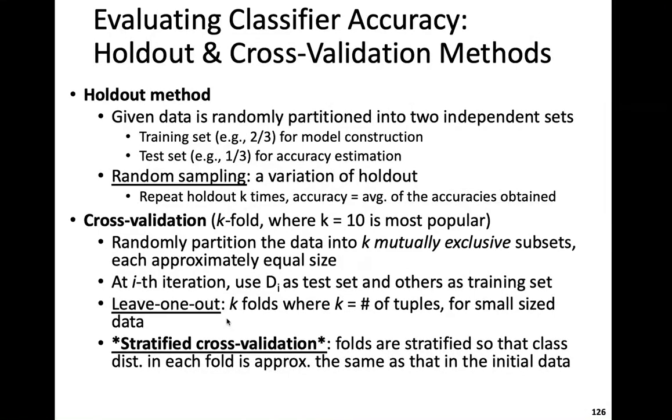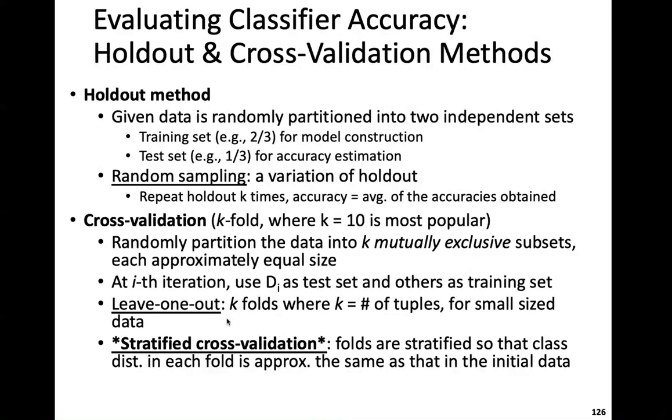So in the independent sets, you use one part for the model construction, which will be called the training set. Then to see how good that model is performing, you use the other set, which is called the test set. So you use the training set to build the model, and the test set is there to see how good the model is and get the accuracy of that performance.